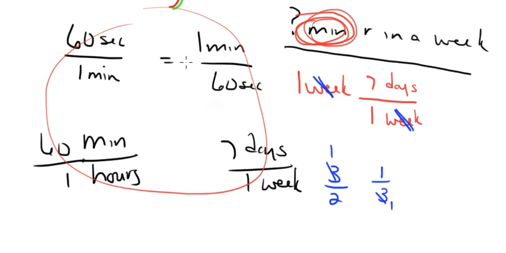So the weeks cancel out. And now I have to find a relationship. I have days I have to get rid of, right? Because I'm trying to get to minutes. Do I have a relationship between days and minutes? Not really. I mean, you could, right? But I know that 1 day has 24 hours, right? Then I can continue down here. I get rid of my days.